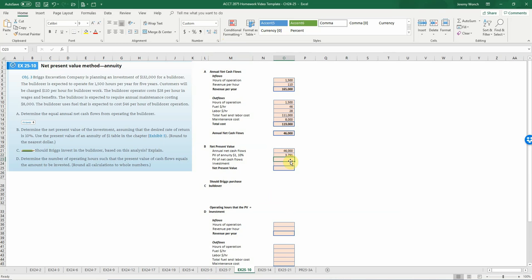All right, and so to come up with our present value of all the net cash flows, now we just multiply our net cash flows times our factor will give us 174,386. Now to get the net present value, we just needed to deduct our original investment of 132,000.